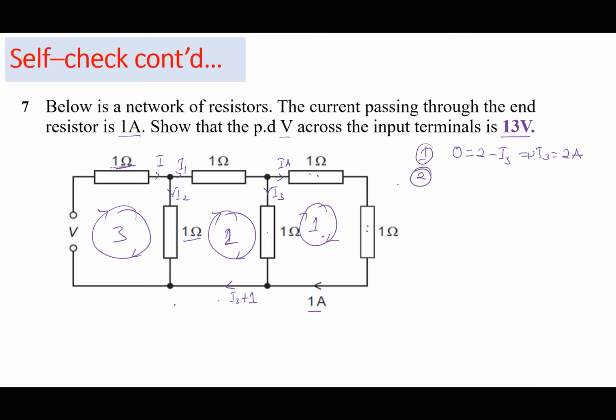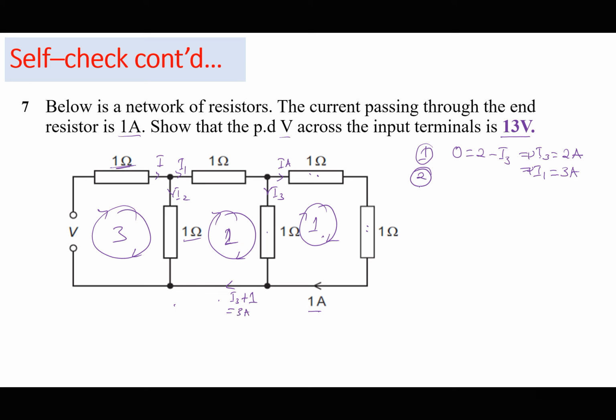Let me look at loop 2. I3 is equal to 2 amperes. Of course, this implies that I1, remember I1 is at the junction, is equal to 1 plus I3. I1 is 1 plus I3, which is going to be 3 amperes. So I1 is 3 amperes. So the current here is going to be equal to 3 amperes.